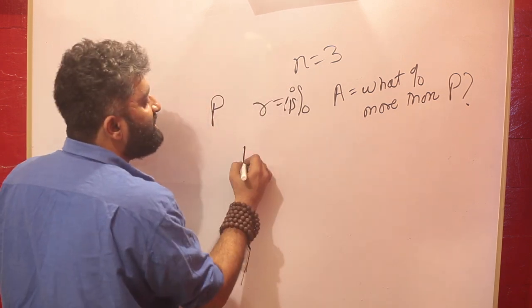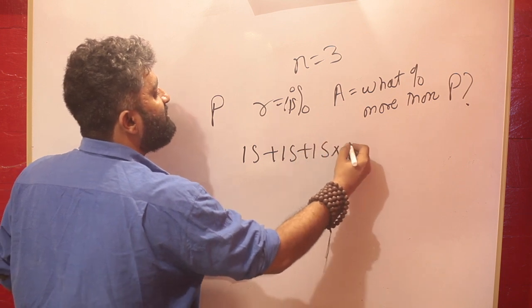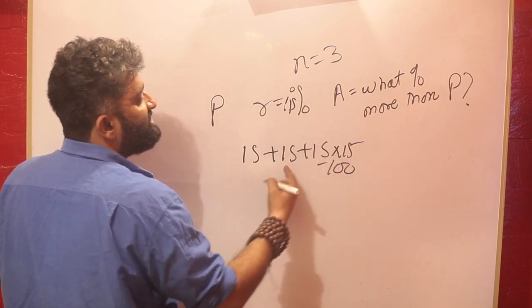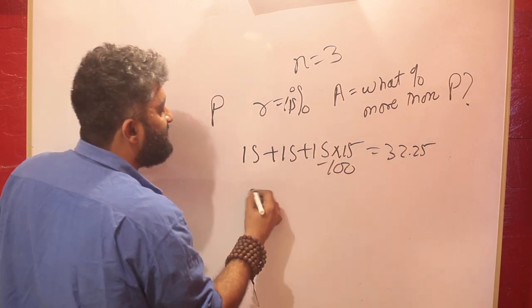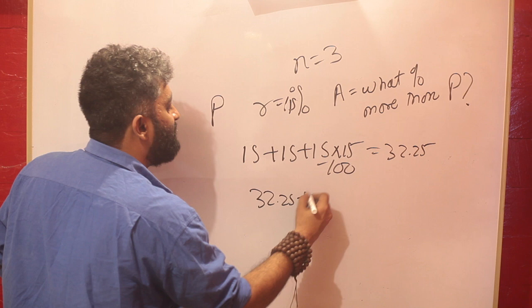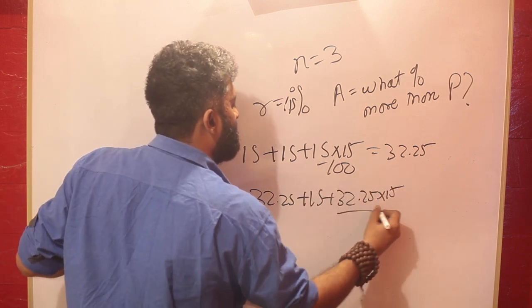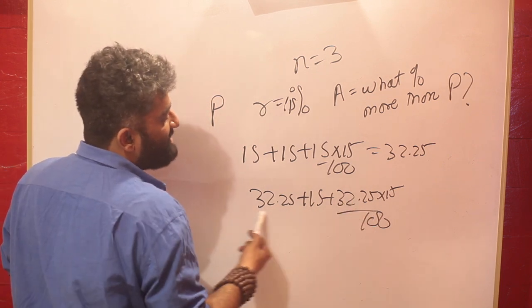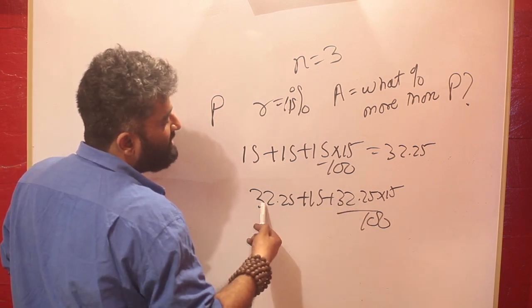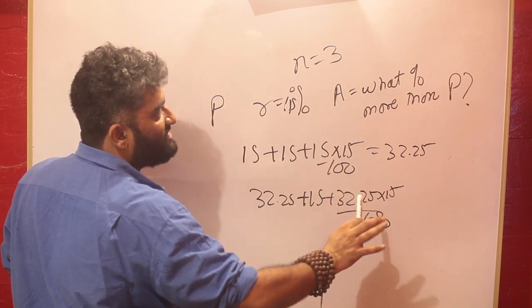So for the first 2 years the overall growth would be 15 plus 15 plus 15 into 15 by 100, which is 32.25. And for the 3rd year, 32.25 plus 15 plus 32.25 into 15 by 100. Again, you might think that this is a heavy calculation, but the majority of the things you've already figured out. 32 plus 15, 47 plus something is going to come out of here. So you've got the range, right?